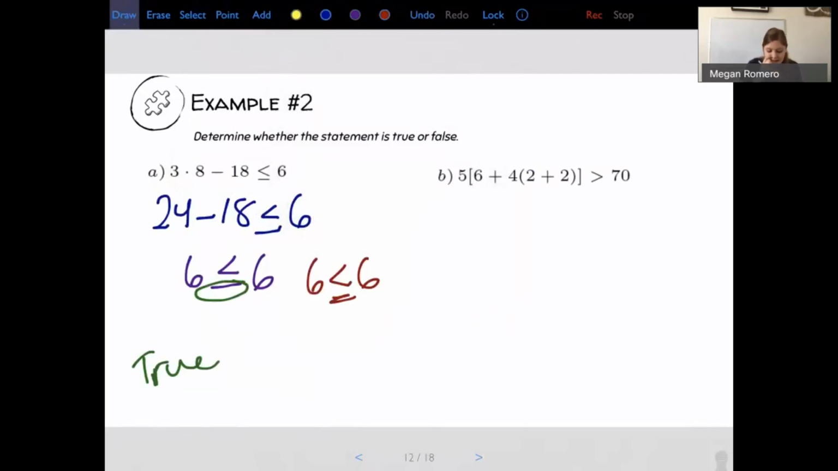Again, with the left-hand side, if you're going to put it in your calculator, those brackets function as parentheses in the calculator. I'm actually going to put it in mine for this problem. So the left-hand side is 110. The right-hand side is 70. Is 110 bigger than 70? The answer is yes, so this statement is true as well.